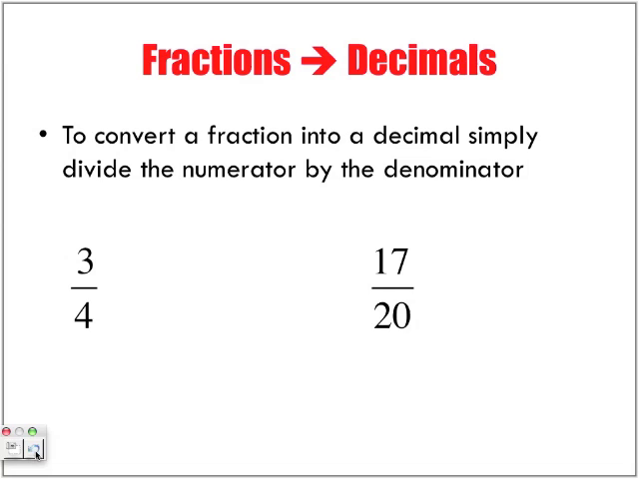Here's something where we could see, how many equal parts are we referring to? Our whole is referring to 20 equal parts. But how many of those 20 parts are we referring to? 17 of them. So what we're going to do is take 17 and divide it by 20. If you have your calculator out, which you should all have, 17 divided by 20 is 0.85.